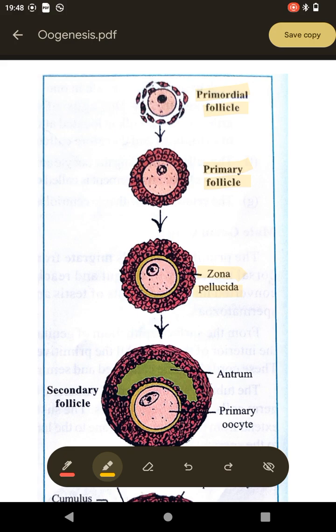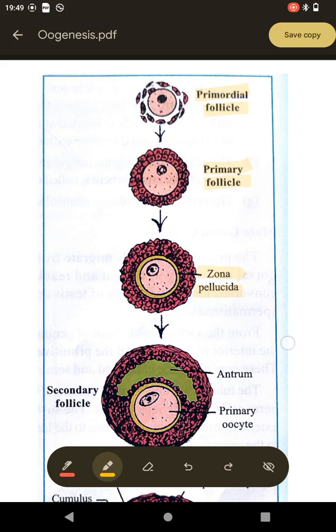And surrounding the zona pellucida is the layer of granulosa cells or the follicular cells. There is a conversion from the follicular cells to granulosa cells. What is the difference between the granulosa and follicular cells? I have already told you, but see here. The follicular cells are flattened squamous cells, while the granulosa cells are stratified cuboidal cells.